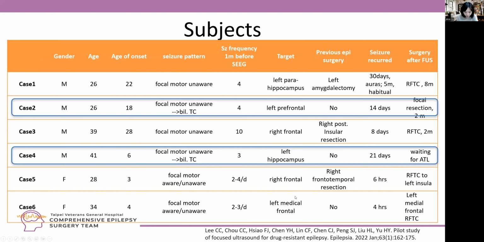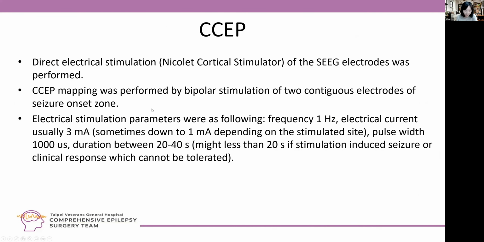To answer our question, we chose cases 2 and 4 in the phase 1 clinical trial because they both have CCEP data and they did not undergo resection surgery before the treatment. For CCEP in these two cases, we used cortical stimulators, and we chose the electrode of the seizure onset zone to be stimulated. These are our stimulation parameters: low frequency, 1 Hertz, lasting for 20 to 40 seconds.